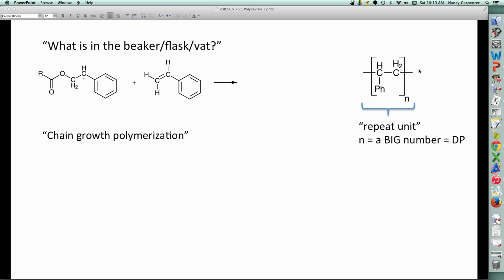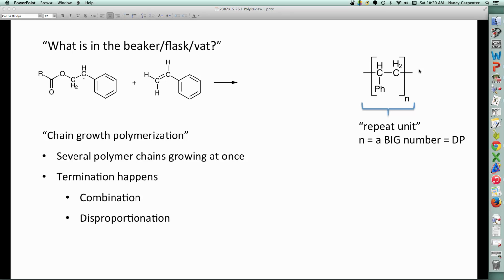polymers, this is an example called chain growth polymerization, and the important thing to try and keep in mind is that you throw in that little bit of initiator, but there's many, many molecules of initiator, and they're all starting to grow a chain. So there's lots of polymer chains growing at once. And eventually, you'll have a mixture of several different polymer chains that somehow or other stop growing.